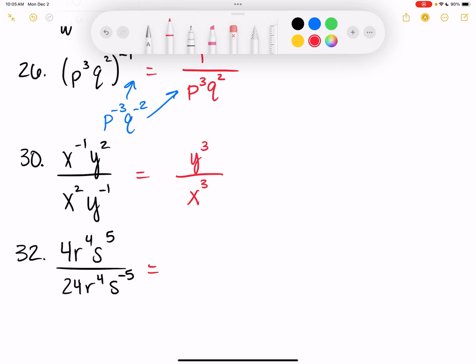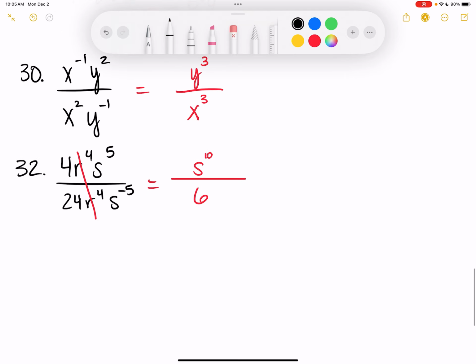All right, what do I do with the R's? You can do the cancel thing, they can just cancel because they're the same thing. What do I do with the 4 and the 24? Reduce it. What do I get when I do that? 1/6. So I'm just going to throw a 6 on the bottom. What else do I have? Move the S to the 5 up. S to the negative 5 is moving to the top, so I have S to the 5 plus 5, which is S to the 10. S to the 10 over 6.